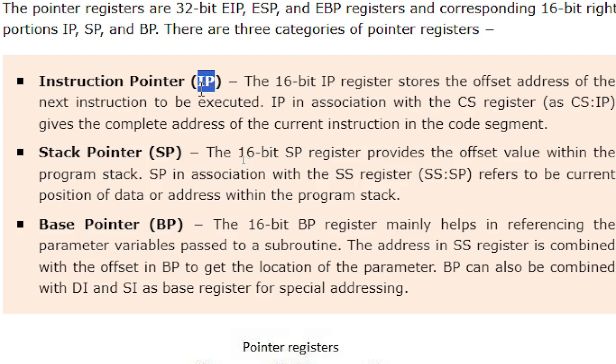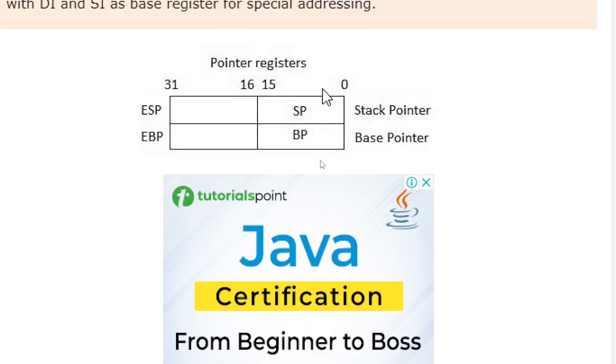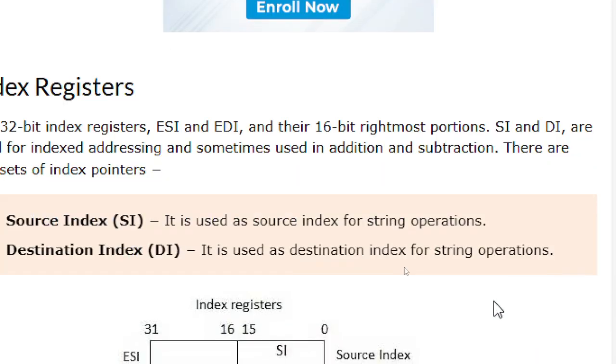It's asking where is the next instruction. Oh, that is in the instruction pointer. You see, it executed the next instruction. Stack pointer is the pointer of the stack. Base pointer is the base pointer of the stack. Okay, so later on you will see from 0 to 15 bit, 16 to 31, ESP, EBP.